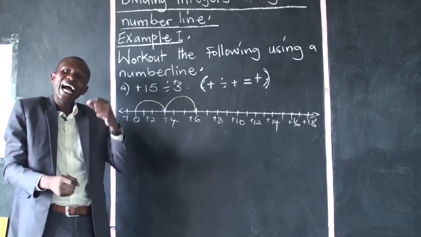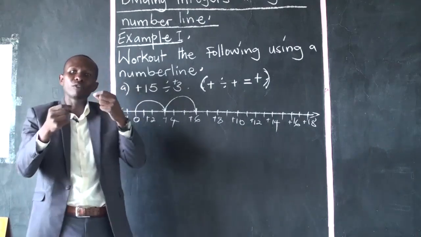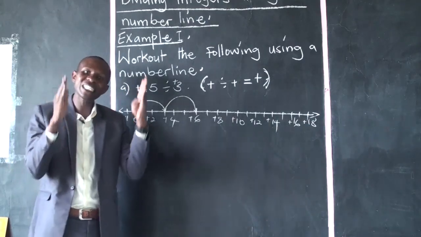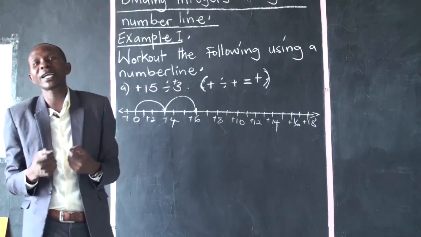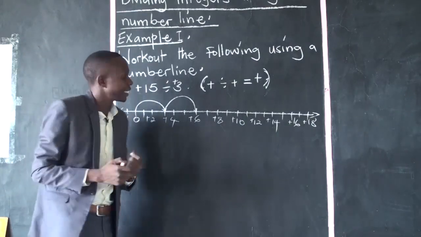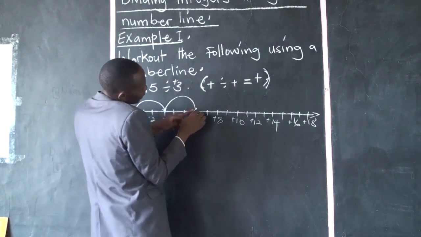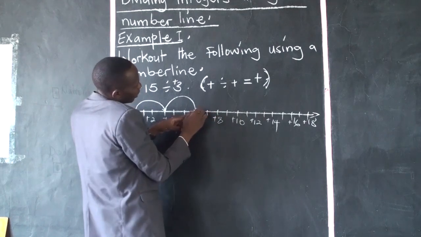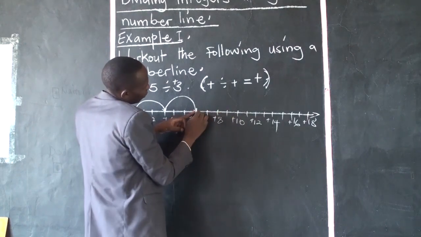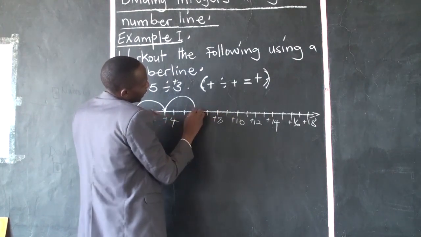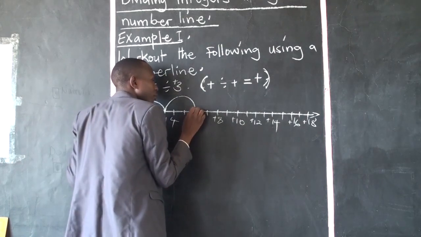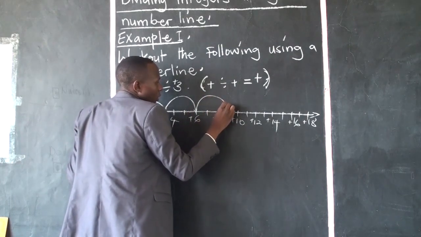Then from here, I need to make another interval because we have not yet reached where we wanted to. So from here, I'll stand at 6 and count 3 more. I'll say 1, 2, 3. From here, 1, 2, 3. Then I'll make another interval from 6 to 9.